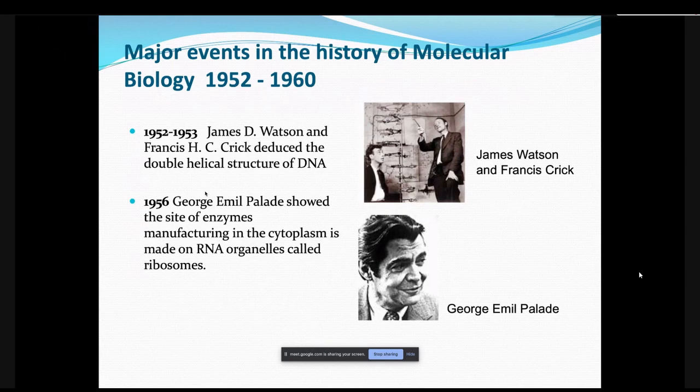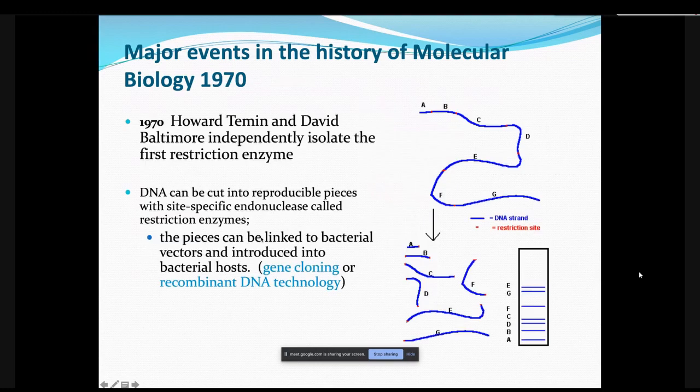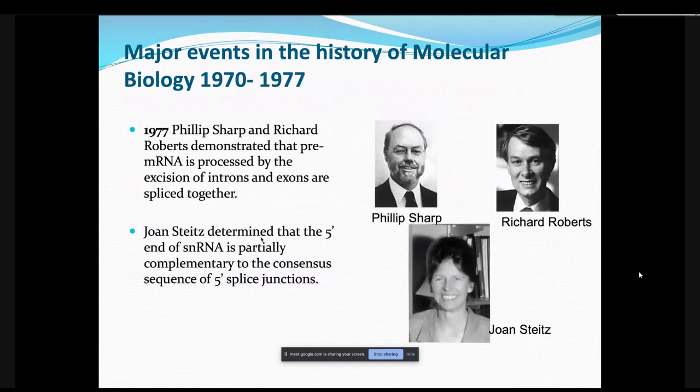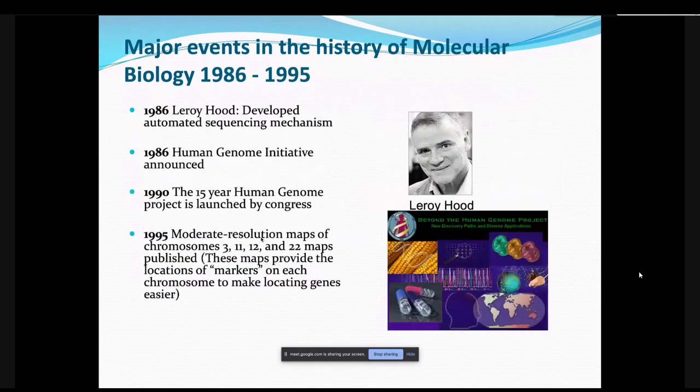Some of the molecular events that led to discovery of genetic diseases are, the main one here, where Watson and Crick found out the structure of DNA, which is the double helix. Then there's another person who showed the site of enzyme manufacturing in the cytoplasm, the RNA organelles, which is the factory for proteins referred to as ribosomes. And many, many others up to recombinant DNA, where gene cloning, others I'll leave you to read about. Okay?